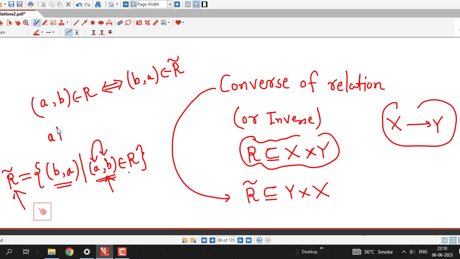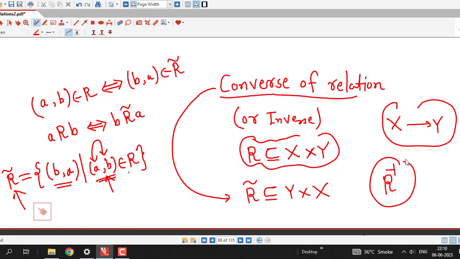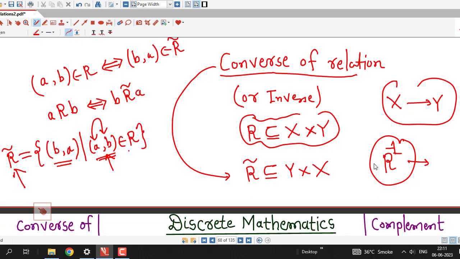Or we can say that if A is related to B via relation R, then B is related to A via the converse of R, B R tilde A. So this is how the converse of relation R is defined. It is also known as the inverse of a relation, and it is also denoted by R to the power minus 1, that is, the inverse of relation R. This is the definition of the converse of a relation.